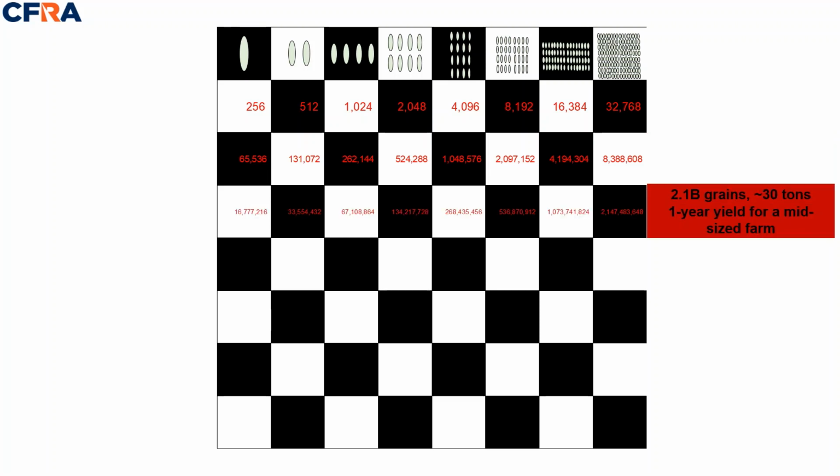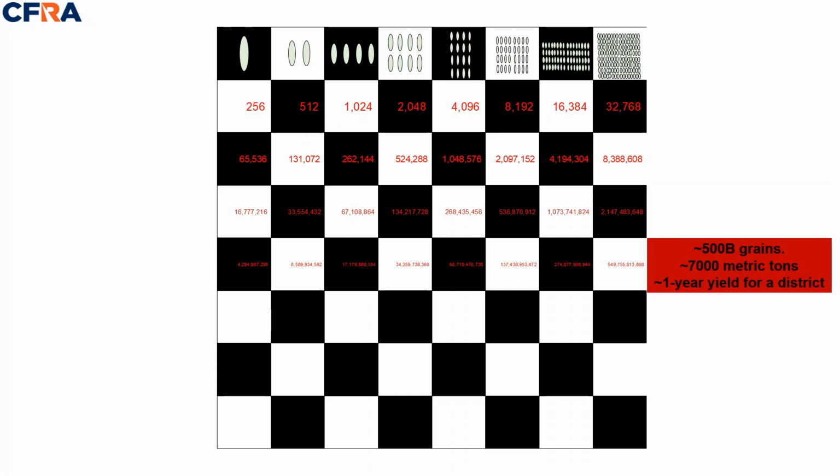For the last square on the fourth row, this is the last square of the first half of the chessboard. We get to now a significant amount, about 30 tons, which is about a 1-year yield for a small mid-sized farm. But still, the emperor is not particularly concerned. So 8 more doublings on the second half of the chessboard, and now he's getting nervous, right? We're at a ½ trillion grains of rice, about 7,000 tons, or about the annual yield for an average-sized district during, I guess, the olden days.